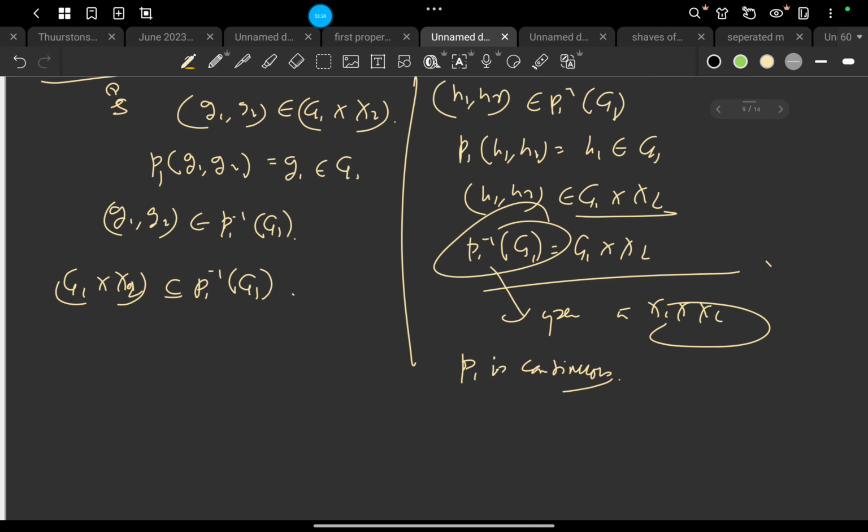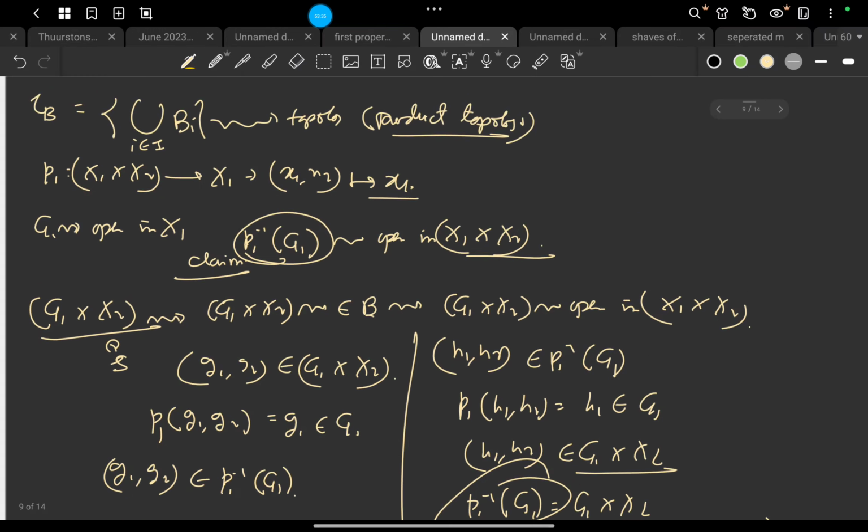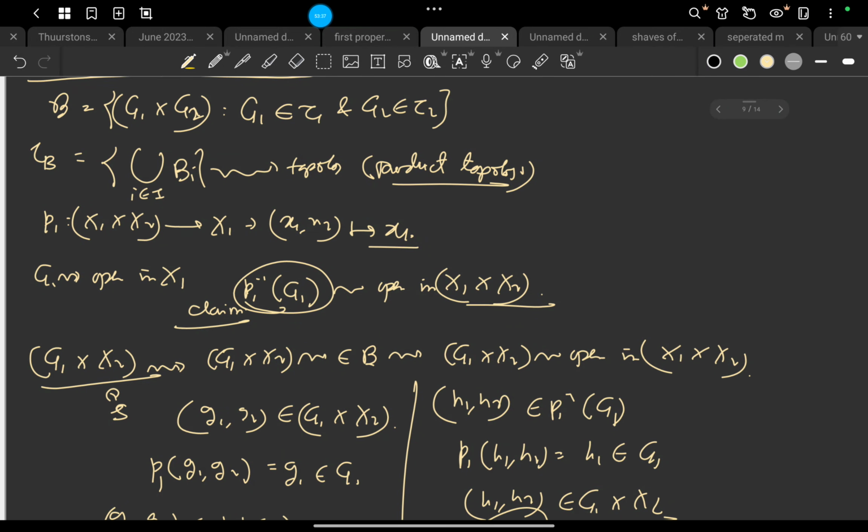Similarly you can prove that P2 is continuous. It's basically a mirror image of this proof. So the target that we have considered is fulfilled in our case.